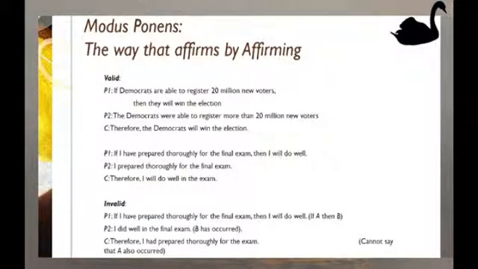If the Democrats are able to register 20 million new voters, then they'll win the election. The Democrats were able to register more than 20 million voters, therefore the Democrats will win the election. So it affirms that if this premise was true, therefore the conclusion is correct.